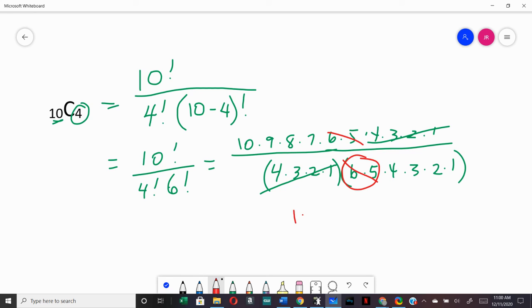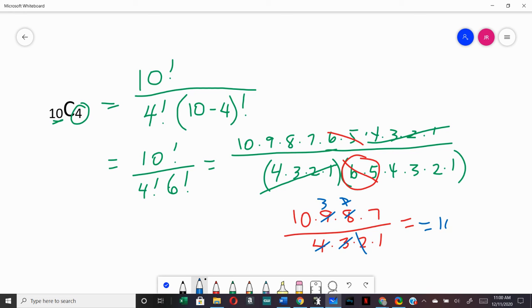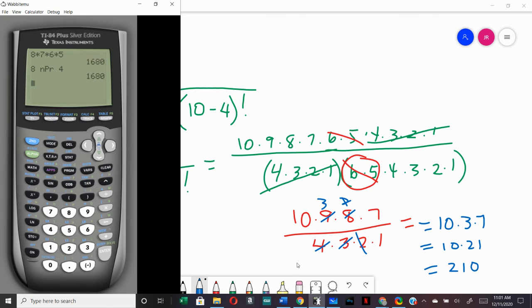And so what we're left with is 10 times 9 times 8 times 7, all divided by 4 times 3 times 2 times 1. Well, we can do some cancellation. That becomes a 2. The 2's are going to cancel. That becomes a 3. And so we end up with 10 times 3 times 7. I'm not even using a calculator this time, but 10 times 21, which is 210. And so I can verify this just like I did in the last one.